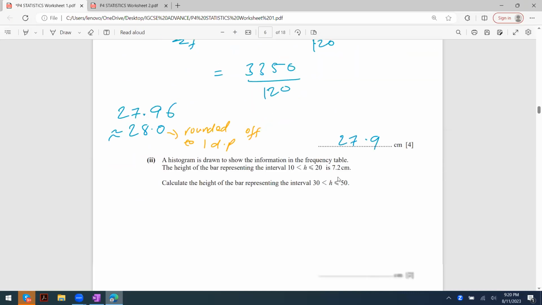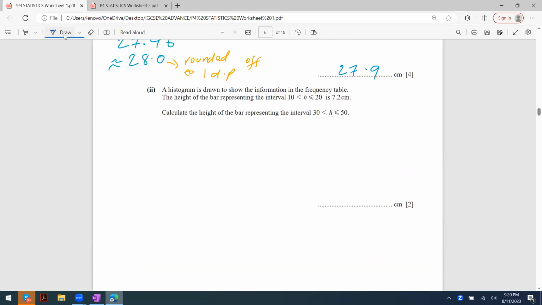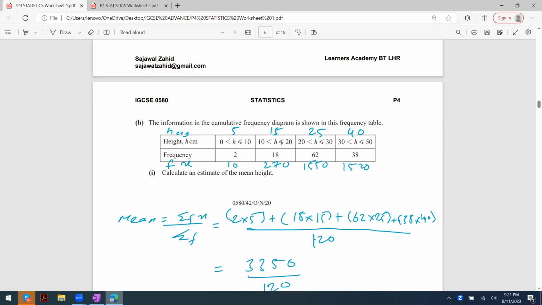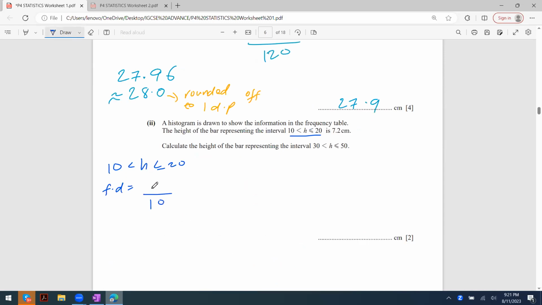All right. Now again, this is the tricky part, but we have learned it. Scale factor concept. A histogram is shown. The height of the bar representing 10 to 20. First, let's find the frequency density for 10 to 20. Frequency density is equal to frequency over class width. Class width is 10. Class width means the gap. And the frequency for 10 to 20 is 18. So 18 over 10, which is obviously 1.8.